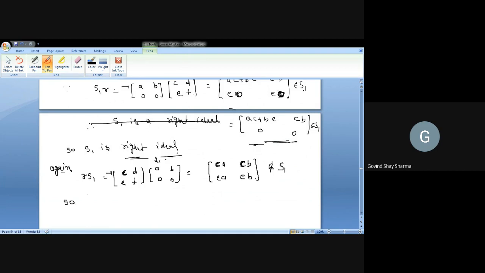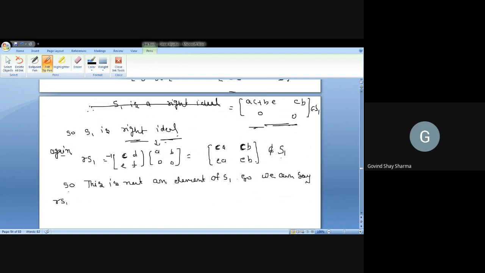So we can say RS1 is not an element of S1.